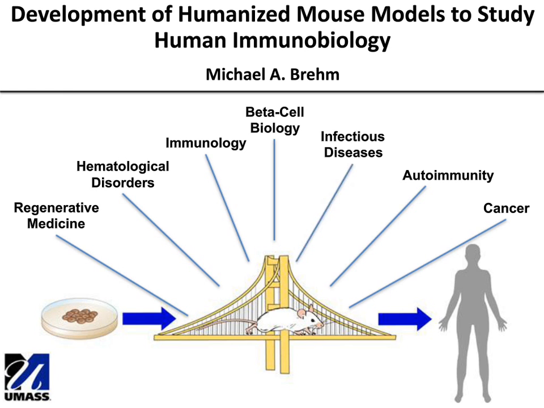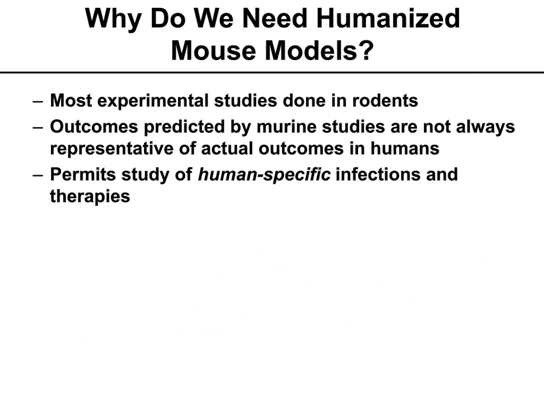So the next question is, why do we need humanized mouse models? Well, as most people in the audience probably are aware, most experimental studies have been done in small animal rodent models. And while these have really laid the foundation for our basic understanding of biological processes, the results generated in these small animal rodent models do not always translate into humans. Moreover, the outcomes predicted by these murine studies are not always representative of the actual outcomes in humans. So overall, this will permit the study of human-specific infections and therapies.